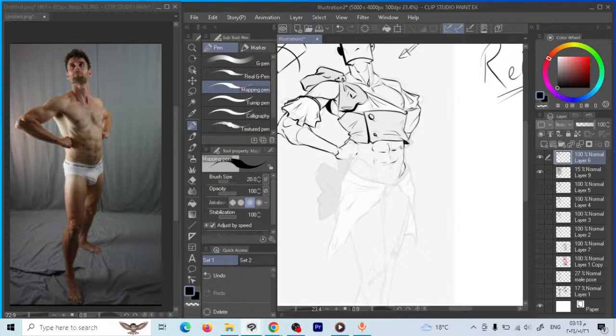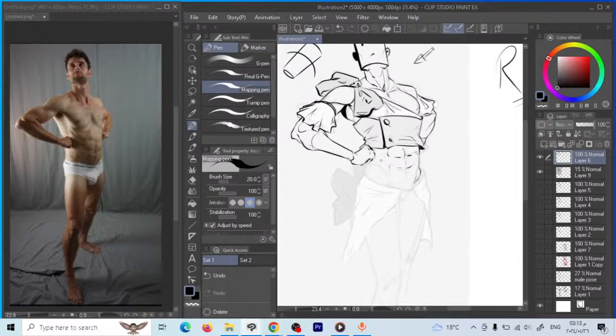I'm not going for lines. I'm just doing dots. If I'm not certain about something, I'm just going for dots.